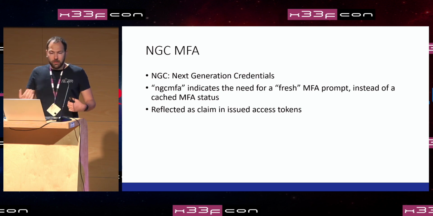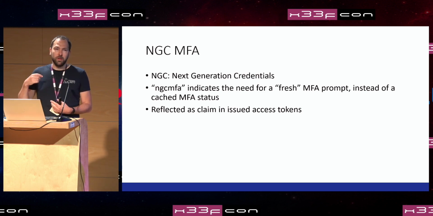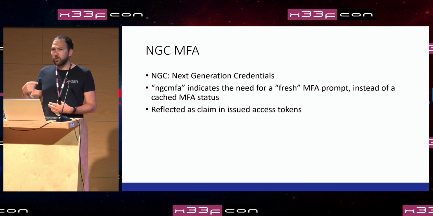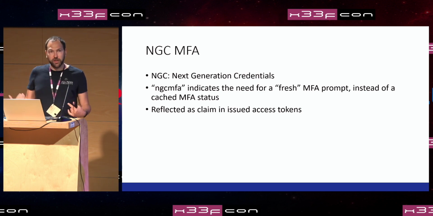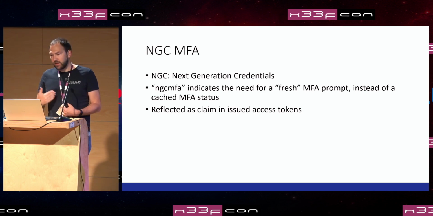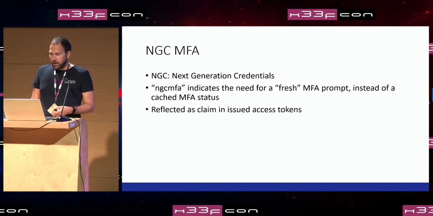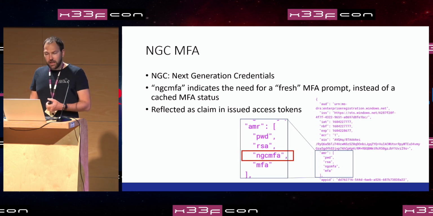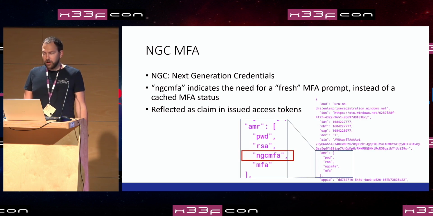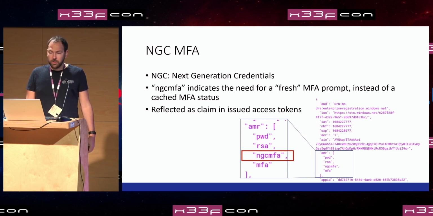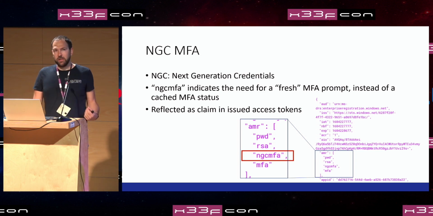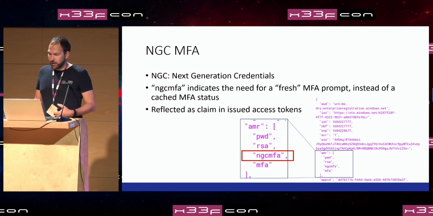But if Azure AD sees that the process needs NGC MFA, it will re-prompt the user for fresh MFA to make sure that the user has access to their MFA methods. This is reflected as a claim in the access tokens that are issued. So if you decode this, you see that in this case I authenticated with the password, with the key, and also with multi-factor authentication, and with this NGC MFA, which indicates that I have a fresh multi-factor authentication.